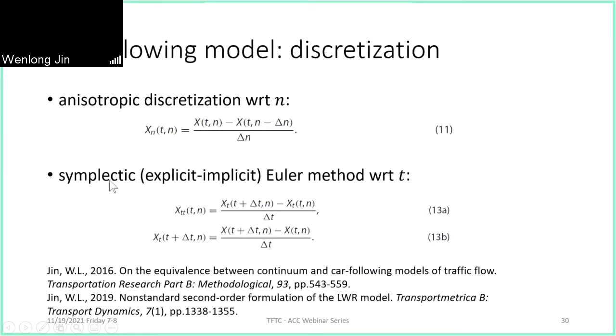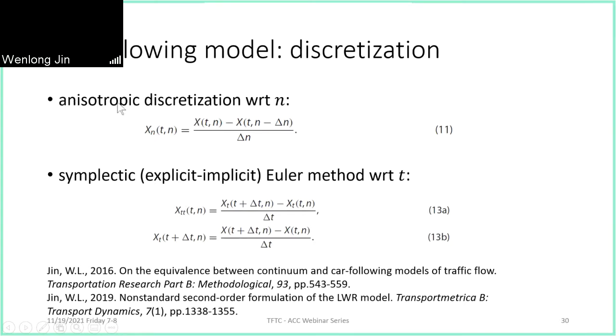And then the collision-free condition can also give us some guidelines on how to discretize the car following model. For example, when we convert the continuum model into the trajectory coordinates, we would have such kind of partial derivative. And one natural discretization is this backward discretization.